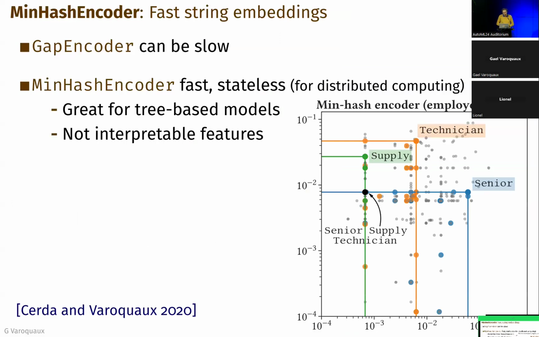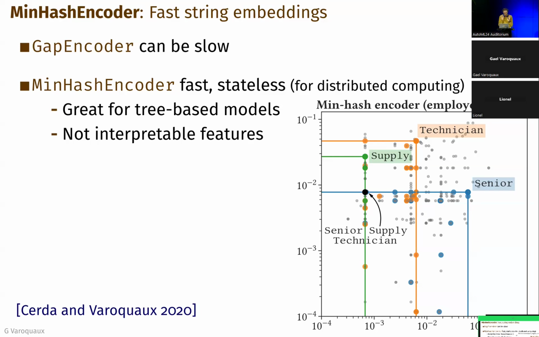The problem with the gap encoder is that it can be slow. So we have another approach that's based on hashing strings. It uses min hash. Min hash is a probabilistic hashing method that's used, for instance, in large-scale databases. The reason it's used there is that the probability of hash collisions is basically proportional to the Jaccard index. We use min hash on substrings. It's a randomized representation, so it's hard to interpret.